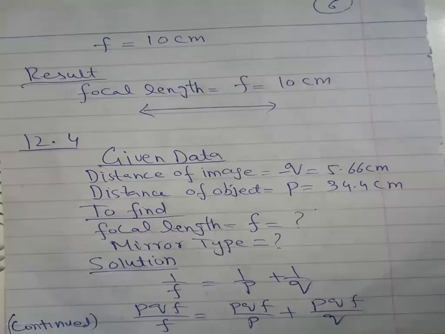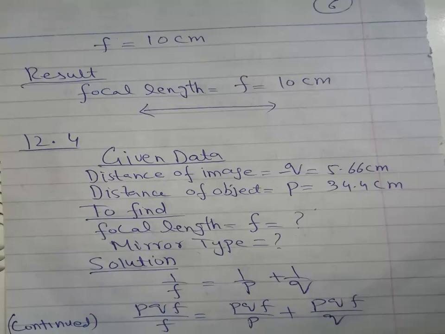Now I am moving to numerical 12.4, which is the last numerical of today's lecture. 12.4: Find the focal length of the mirror that forms an image 5.6 centimeters behind the mirror of an object placed at 34.4 centimeters in front of the mirror. Is the mirror concave or convex? He is asking what type of mirror it is, concave or convex.